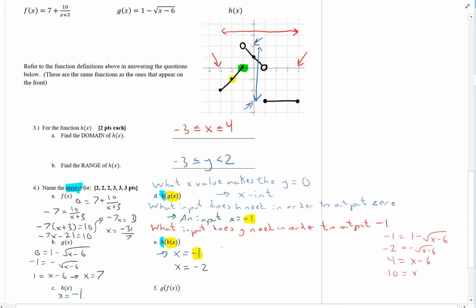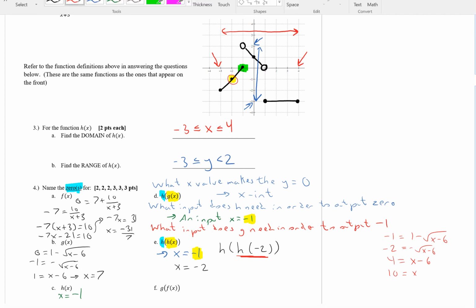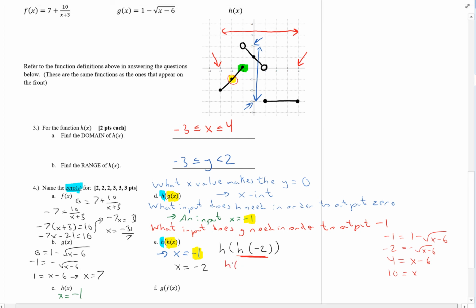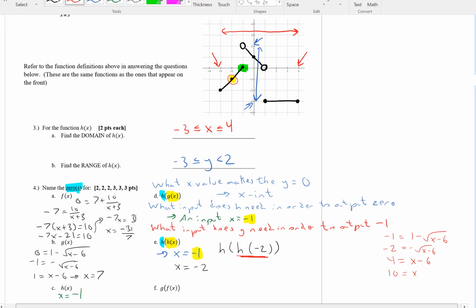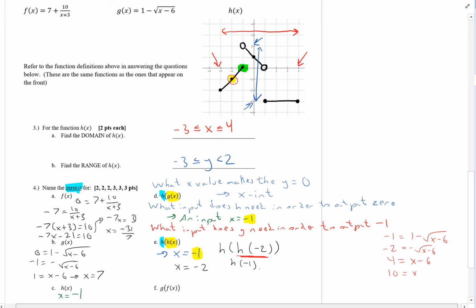And if we wanted to, let's do this as a check, right? So h of -2, what is that going to be? Well, we see over here, h of -2, let's go to -2, and what do we get? A y value of -1. So this will now be h of -1, and then we're going to go to an x value of -1, and what do we get over there? 0, which is what we want.